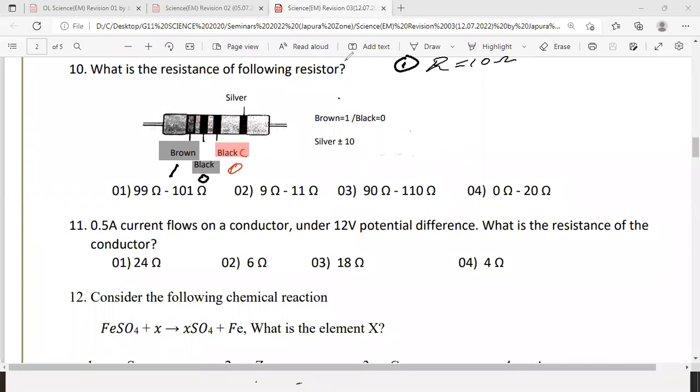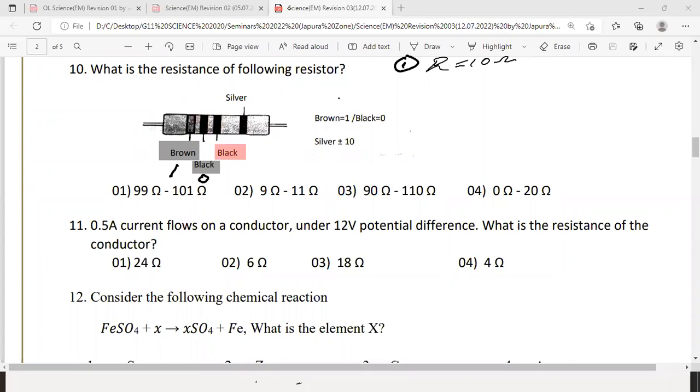Right? If you get, say, red, I think it's 2, then you have to put 2 zeros. Depending on the number, you have to put that number of zeros. If it is 1, 1 zero. If the third color band is number 2, 2 zeros. If the third color band is number 3, 3 zeros, like that. If you get third color band 0, that means no zeros, or 10 to the power 0. That's why the first part answer is 10 ohms.